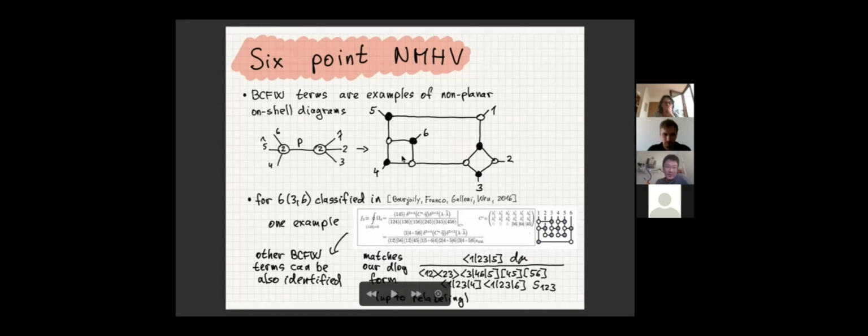And this is, for example, one of them, which was classified in this paper by Jake Bourjaily, Jaroslav Trnka, Sebastian, and Daniel. And it's just one of them, one on their list. The diagram looks different because there are many square moves and so on, but we can just compare the form, and the form is the same. Yeah. And other terms that we generated at 6 points also can be identified with terms on the list up to some relabeling.